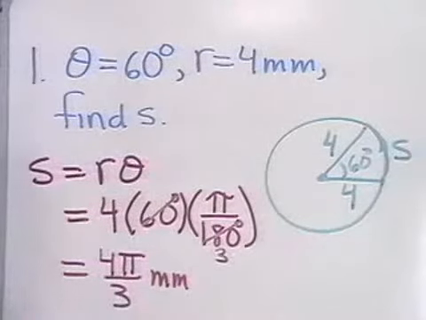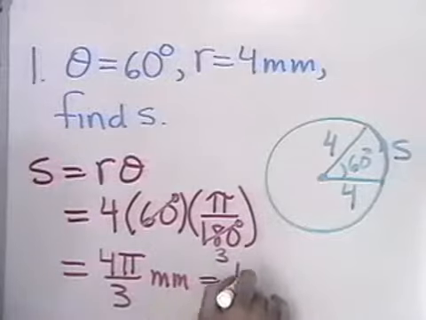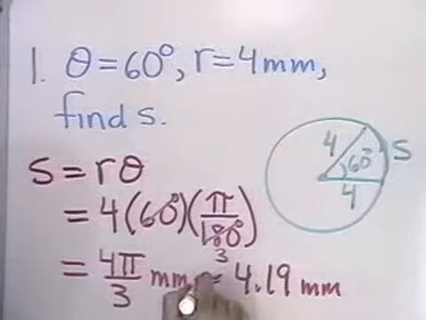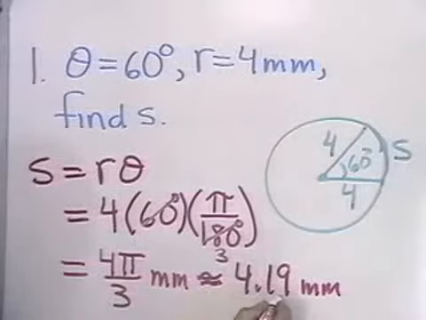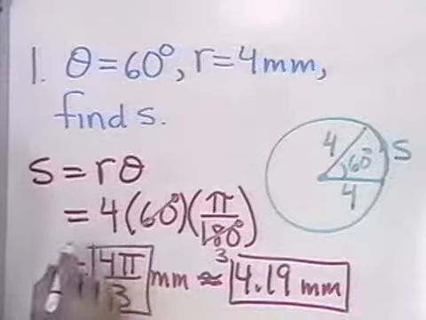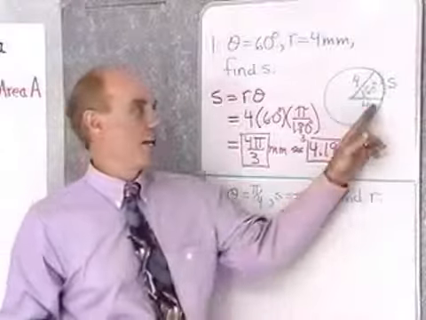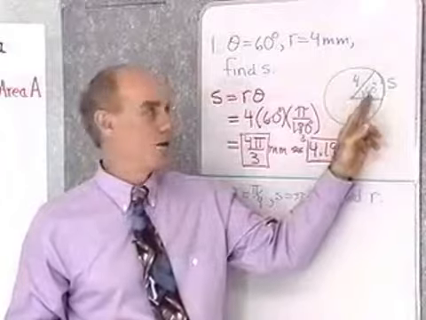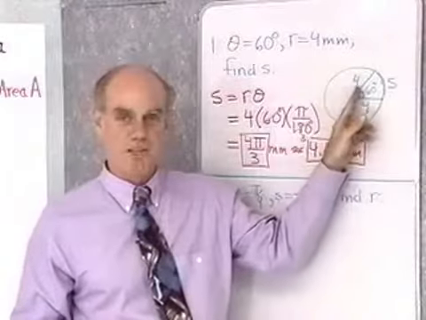Then I can convert that into a decimal using my calculator, and that will come out 4.19 millimeters, or that's approximately, I should say, 4.19 millimeters to the nearest hundredth. So 4.19 millimeters or 4 pi over 3 millimeters. In either case, that's the length of this arc s that's cut off by a central angle of 60 degrees in a circle that has a radius of 4.